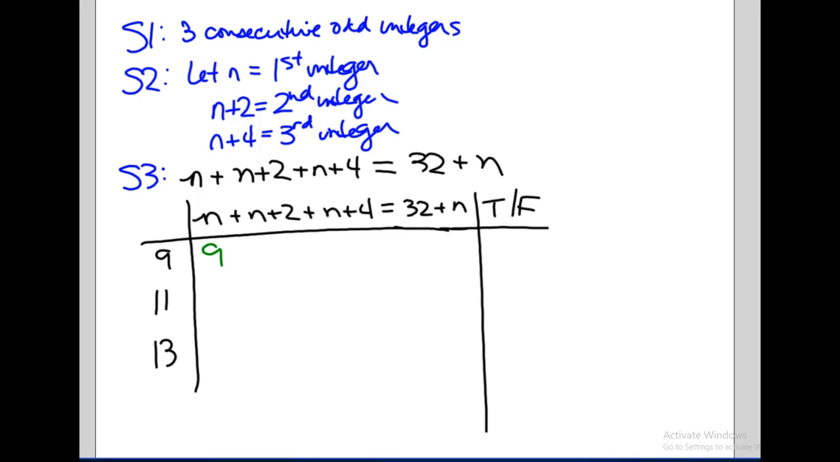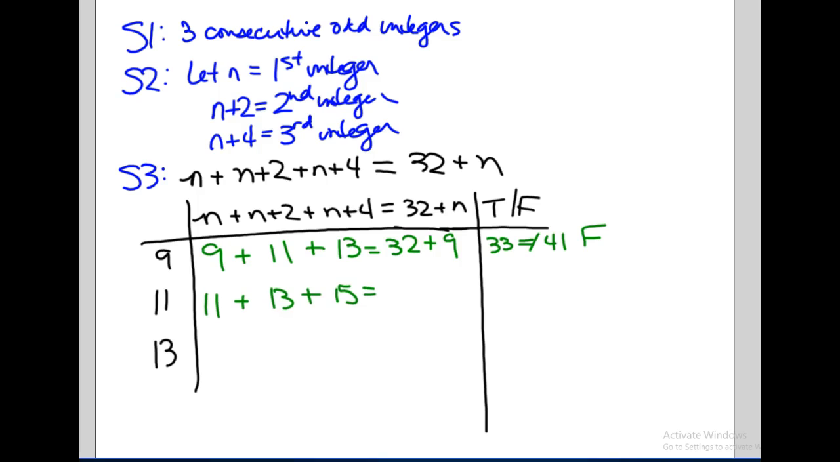So we've got 9, and 9 plus 2 is 11, plus 9 plus 4 is 13, equals 32 plus 9. So let's figure it out. That's 33. 33 does not equal 41? So that one's false. Let's try 11. If we plug in 11 plus 13 plus 15 equals 32 plus 11.